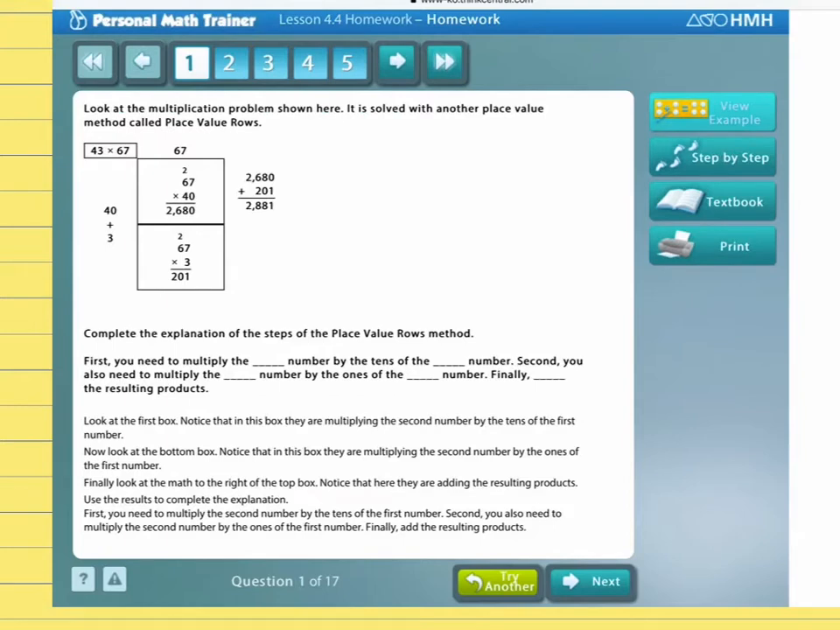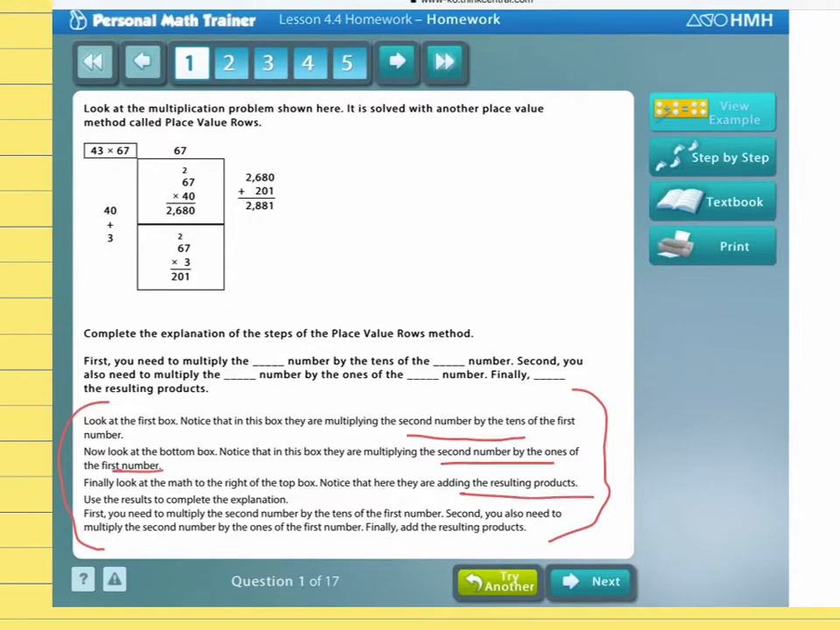On a problem like this, because it's not really a math problem, it's more of a word problem, let's just look at what they want us to do and study it. Notice that the box, they're multiplying the second number by the tens of the first number. Look at the bottom, notice that the box multiplies the second number by the ones of the first number. Finally, look at the math to the right of the box. Notice that here they're adding the resulting products. Use the results to complete the explanation.